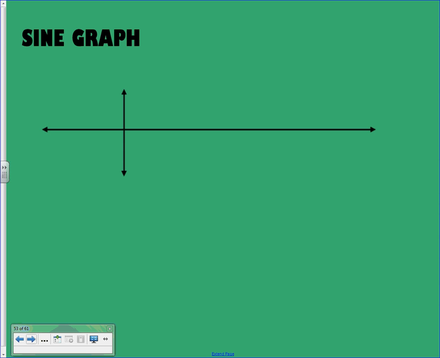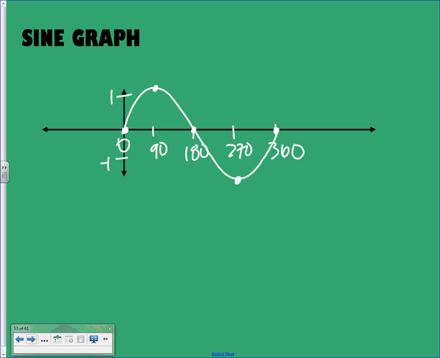The sine graph, again, goes up to 1 and down to -1, labeling it every 90 degrees. And then the sine at 0 started at 0. Sine at 90 was 1. Sine at 180 was 0. Sine at 270 was -1. And 360 was back at 0. So the sine graph looked like this.